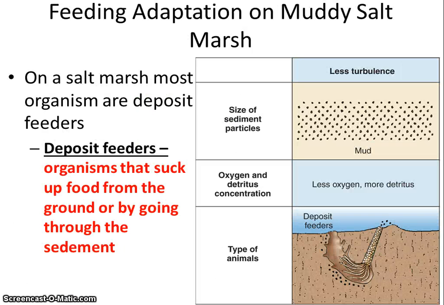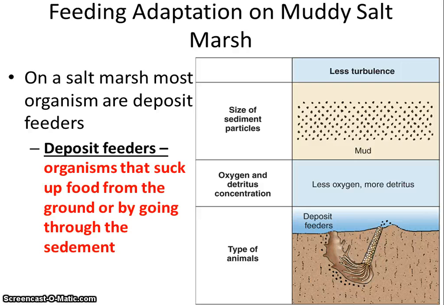On a muddy salt marsh, you don't see suspension feeding. Why? Well, because if you tried to filter through the water of a muddy salt marsh, your filter would get clogged with mud, all that fine silt and clay that's floating around in the water column. Also, you have mud there, which means you don't have a lot of water movement to begin with, so there's not a lot of material suspended in the water column itself.